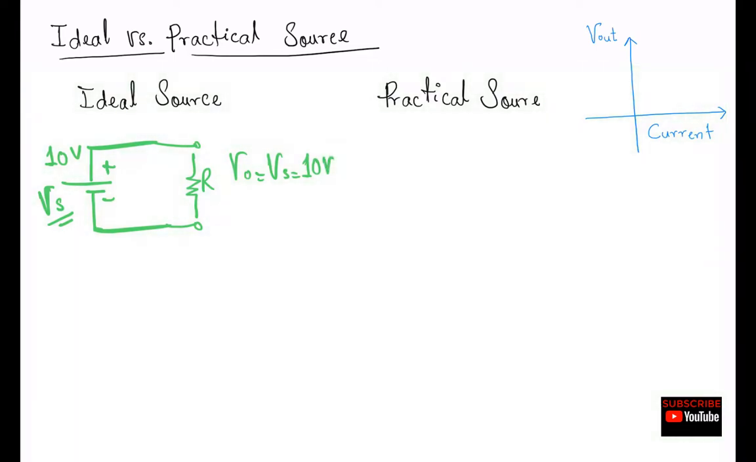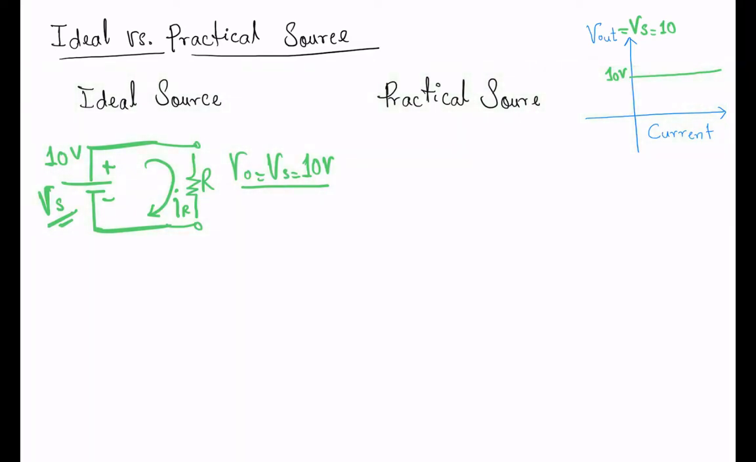That's the concept of an ideal source. Regardless of how much current is drawn by this load resistor IR, the output voltage is always going to be equal to the voltage at the input, which is Vs, 10 volts. If I draw the relationship between voltage V out and current, it's always just constant. Regardless of how much current is drawn, V out remains the same, equal to Vs, which is 10 volts.